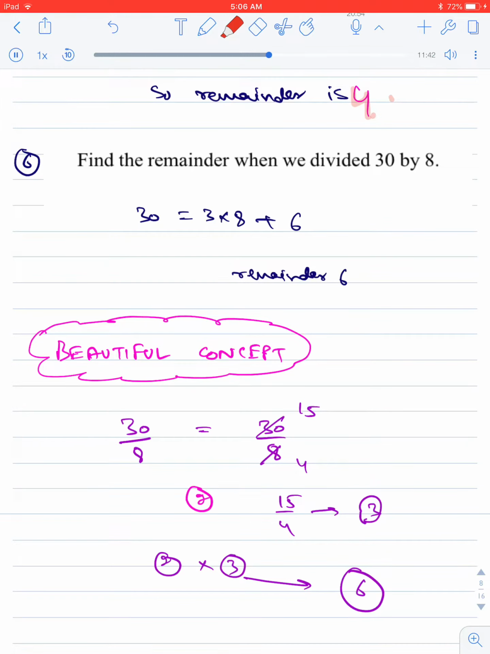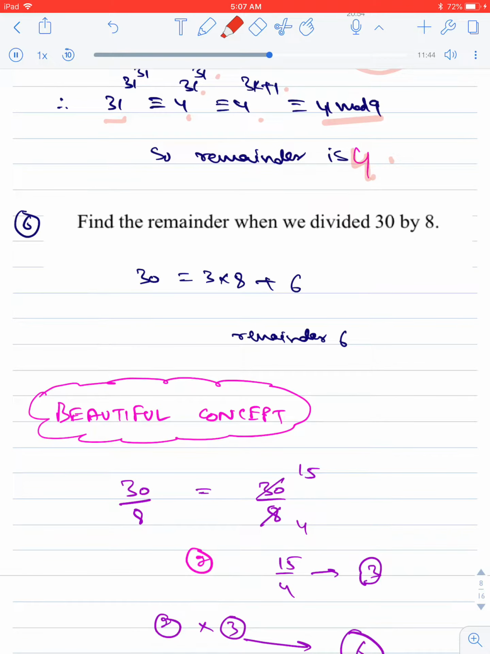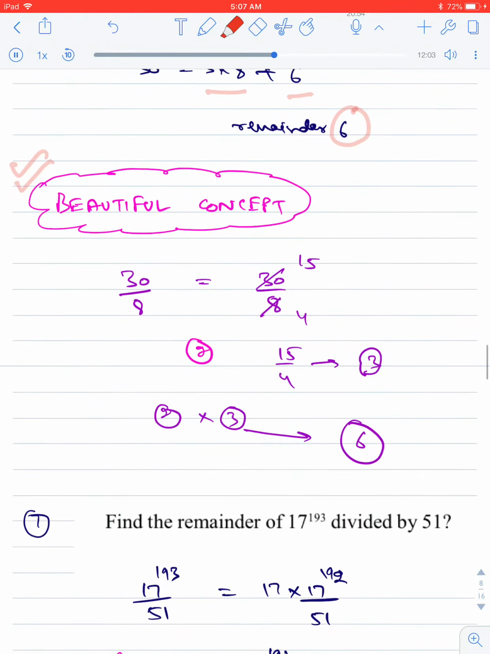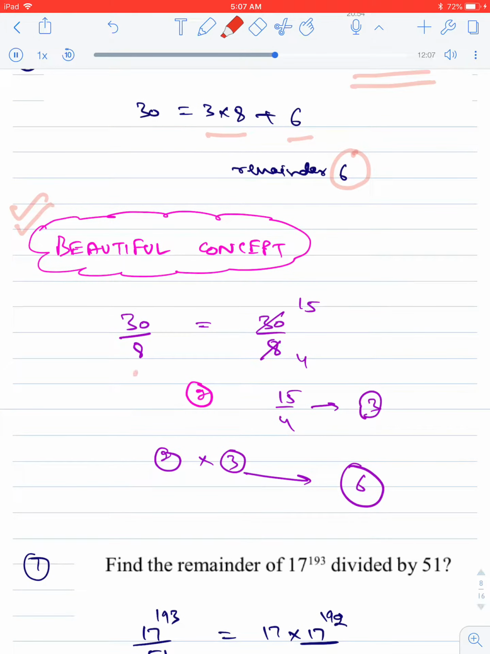So next question is, you have to find the remainder when we divide 30 by 8. You thought that why I had put this question. You can say that this is a very simple question. That's 30 can be written as 3 into 8, 24 plus 6 is the remainder. So you are thinking that why I had put this question, because I want to introduce a new concept, a very beautiful concept, that is, if we write 30 by 8 and when we divide we get 15 by 4, but we divide by 2.